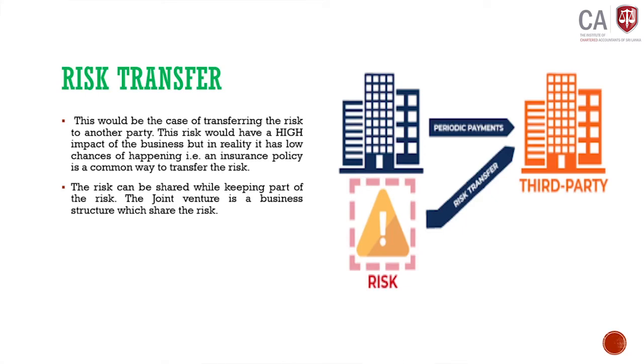obtaining an insurance cover, fire insurance, vehicle insurance. You are going to transfer the risk to a third party. If any risk occurs, what will happen? They have to compensate. Like motor insurance, there is a risk of getting an accident, but that risk has been transferred if the damages will be fulfilled by the insurance company. That is called risk transfer.